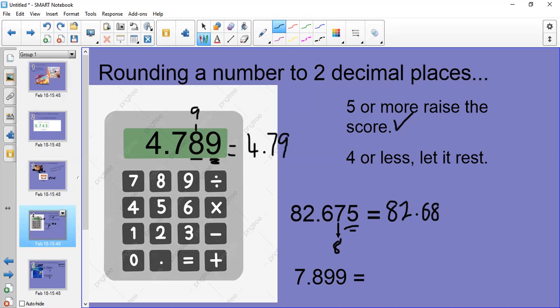If you get an example like this one here, 7.899, you need to just think a little bit about this. We still need to work out if this number needs to be rounded up by 1 or if it stays the same. So we look at its neighbour. Now, 9 is obviously more than 5, so this number needs to change by 1. But we cannot write 10. We would go back to 1, so we would write 90 instead, 7.90, because 89 add 1 is 90.